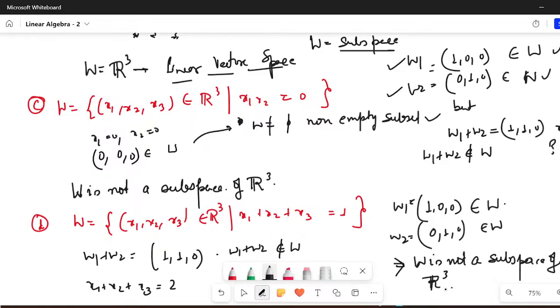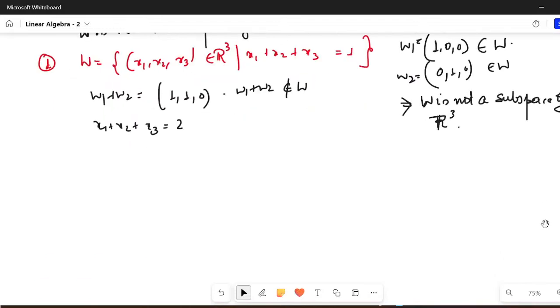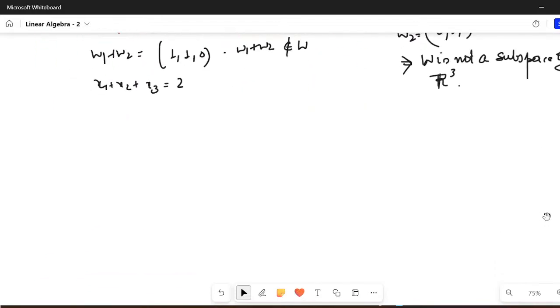Okay, so let us move further and do a few more questions on subspaces, and then we will come to the bases and dimensions.